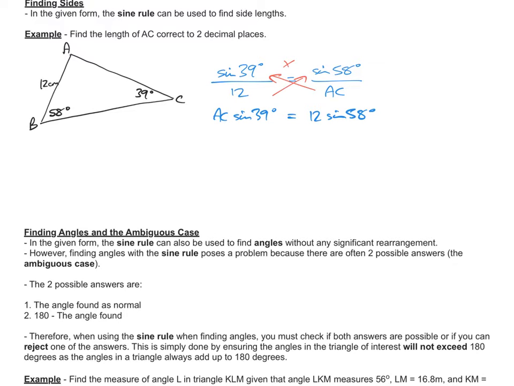Time to whip out your calculator. We can work out what the right hand side is. You need to make sure that your calculator is set to degrees mode. So press mode, ensure that radian is not highlighted and degrees is highlighted. So I've done that now. So I can go sine of 58, then multiply that by 12, which gives me approximately 10.1766 to 4 decimal places. So I've rounded here.